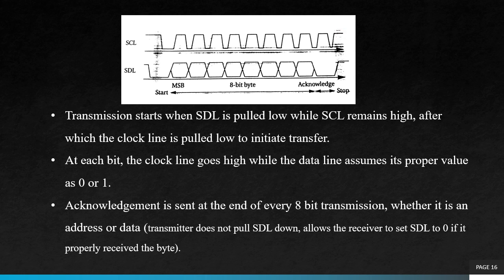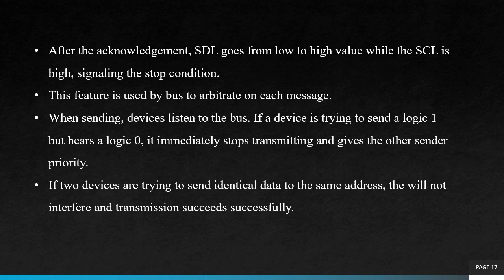The bus uses this feature to arbitrate on each message. When sending, each device listens to the bus. Arbitration is usually completed in the address space itself, but in some instances, it may extend to the data phase also. That is, if a device is trying to send a logic 1 but hears a logic 0, it immediately stops transmitting and gives the other sender priority. If two devices are trying to send identical data to the same address, they will not interfere and the transmission succeeds.